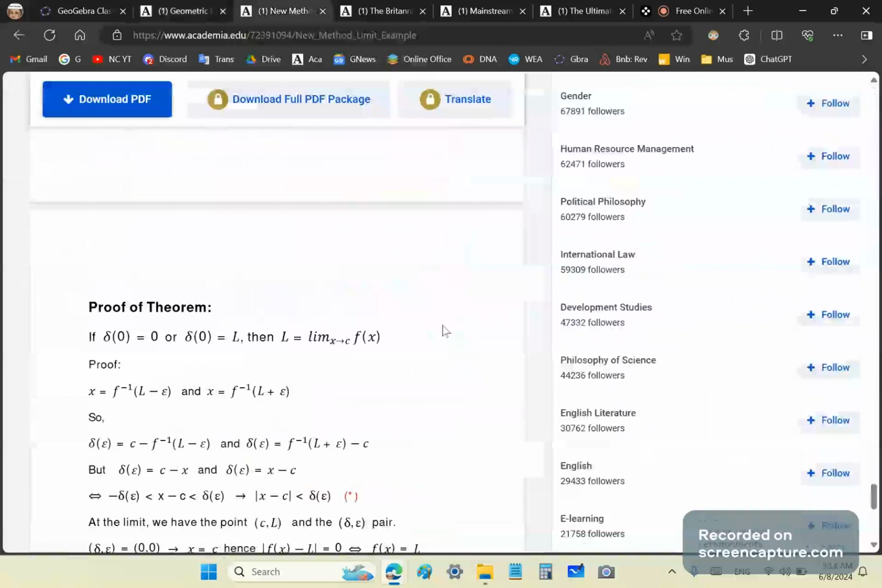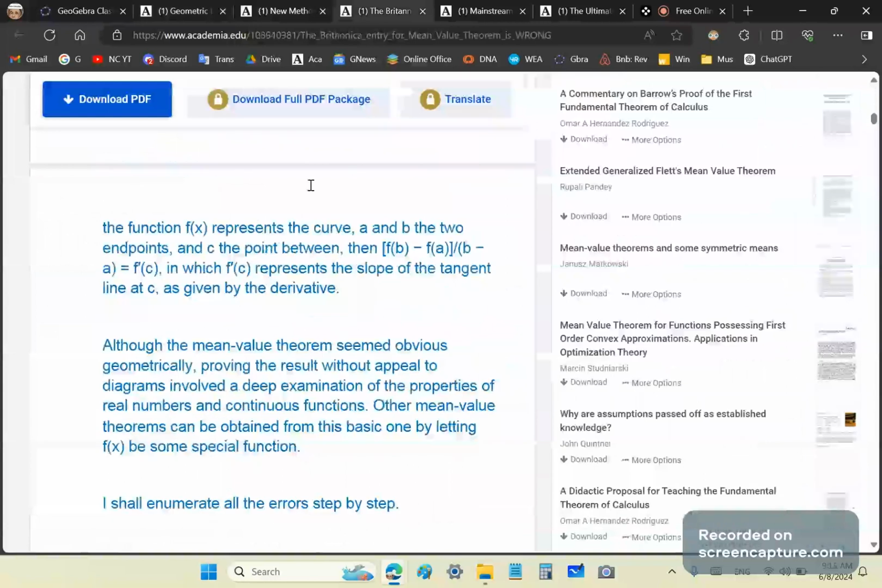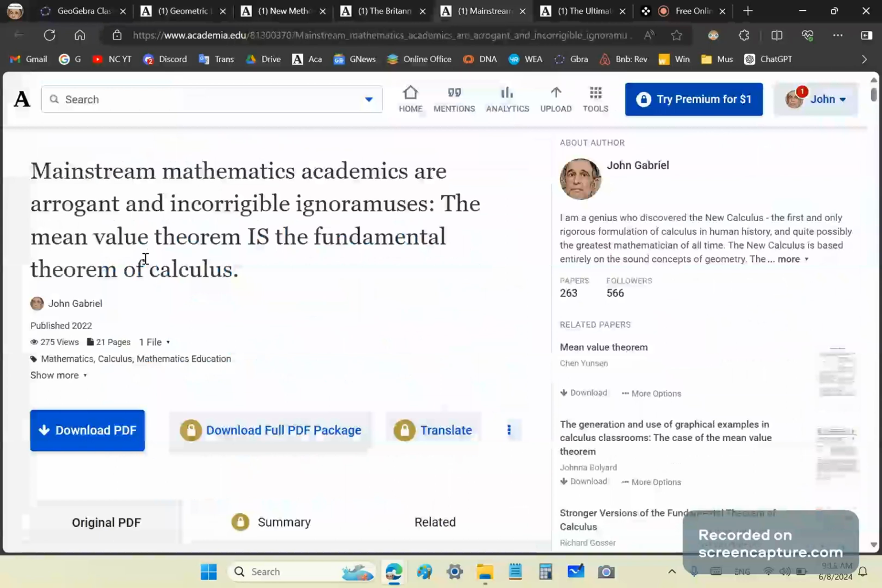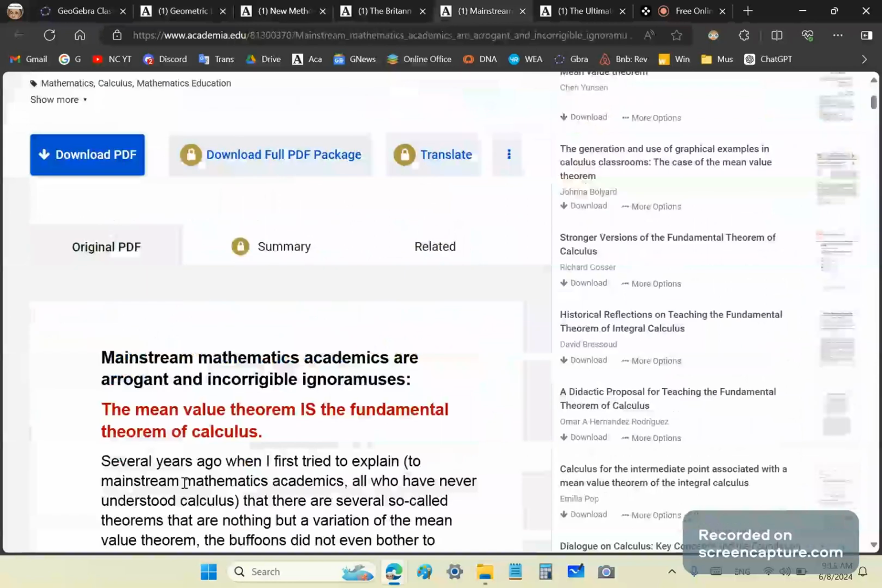And I'm not talking about the one that you know as f of b minus f of a is equal to the integral from a to b. I'm talking about the mean value theorem. So the Britannica entry for mean value theorem is wrong. And you can read this article to find out why it's wrong. And also mainstream mathematics academics, like math lecturers and teachers, are incorrigible ignoramuses. They don't know that the mean value theorem is a fundamental theorem of calculus, and they don't know what the remarkable statement of the mean value theorem is. In other words, it's not about a tangent line that is parallel to some secant. That's the unremarkable statement. It's about the fact that there is a level magnitude or arithmetic mean, which makes things like quadrature and cubature and hypervolumes possible. Okay?